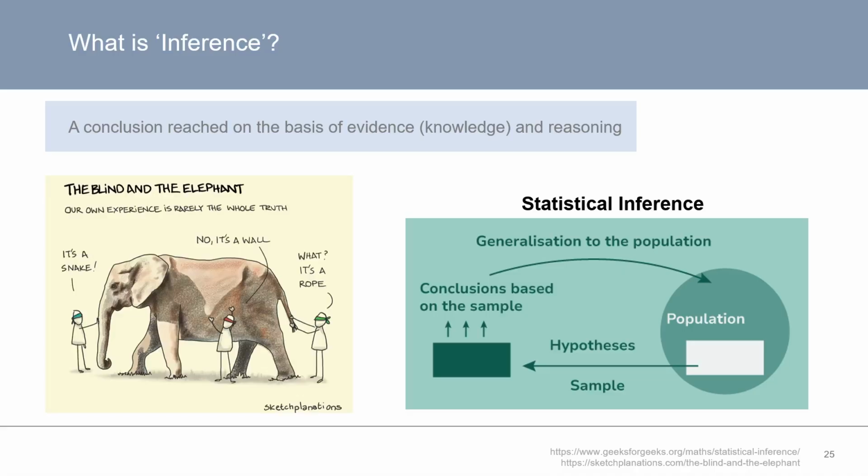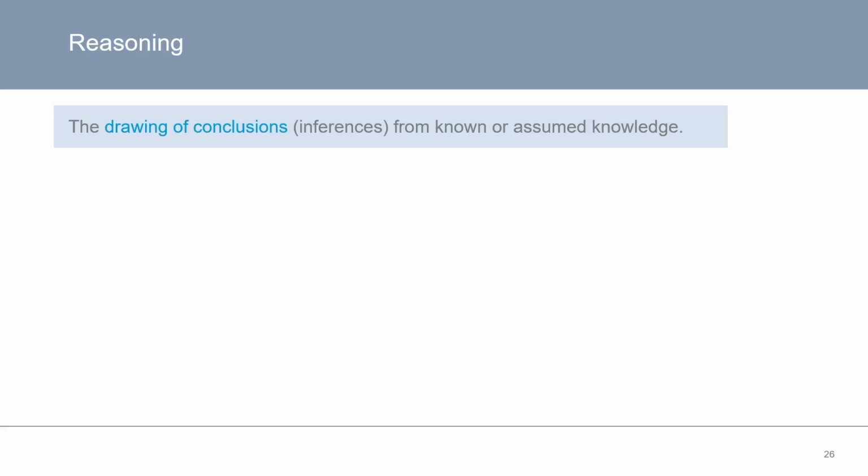Consider the tale of three blind men and the elephant. The first touches the trunk, and with this evidence, he believes he's touching a snake. The second touches its side and concludes they're touching a wall. And the third grabs its tail and thinks he's holding a piece of rope. This helps to illustrate how important it is to have sufficient evidence and rules for reasoning to be able to reach valid conclusions. Now let's define reasoning, which is the drawing of conclusions or inferences from known or assumed knowledge.